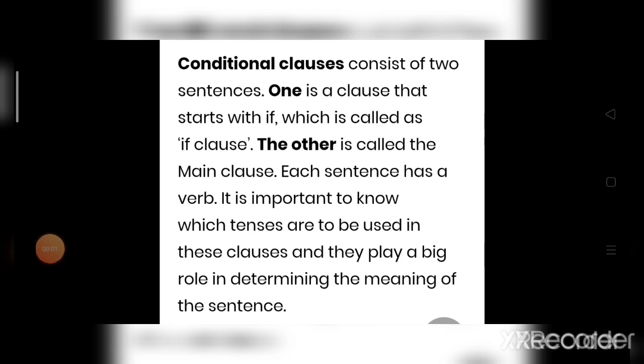Conditional clauses consist of two parts. One is a clause that starts with if, which is called the if clause. The other is called the main clause. Each has a verb. It is important to know which tenses are to be used in these clauses, and they play a big role in determining the meaning of the sentence.